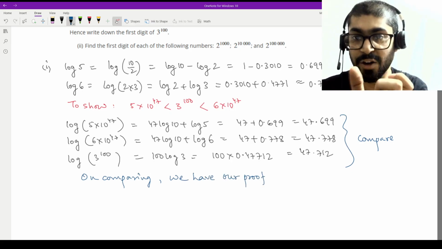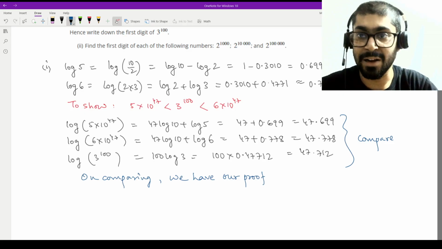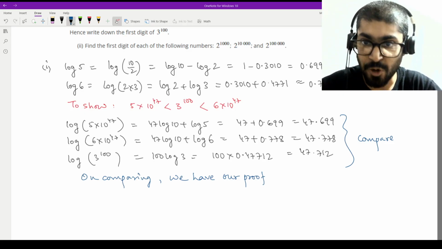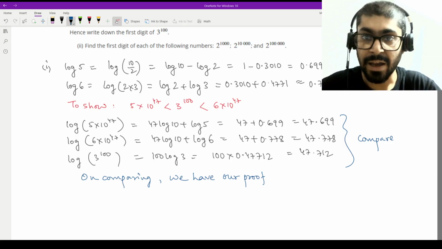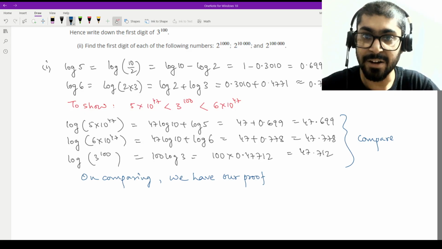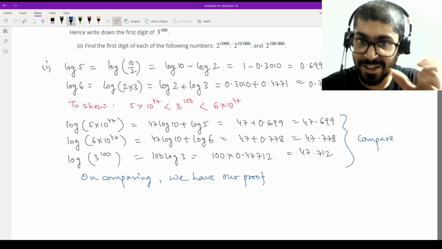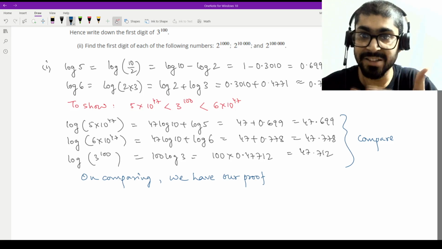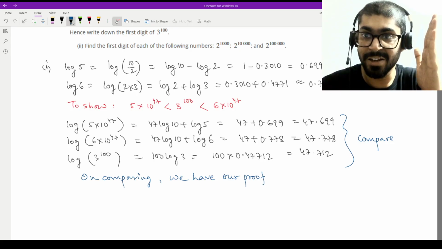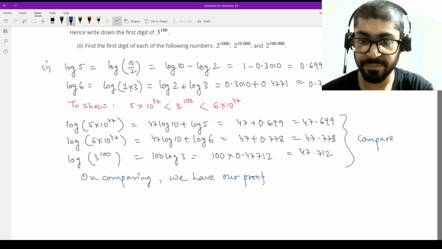We saw that 3 to the power 100 lies between 5 into 10 to the power 47 and 6 into 10 to the power 47 via logarithms. Now what does this mean? This means that 5 into 10 to the power 47 obviously starts with 5, and 6 into 10 to the power 47 obviously starts with 6. Now 3 to the power 100 is greater than 5 into 10 to the power 47, so it is basically 5, then 46 zeros and 1. That is where it starts from. And where does it end? It does not reach 6 and then 47 zeros. It reaches 5 and then 47 nines, because it's less than and not less than or equal to. So the first digit will always be 5. That is the logic. I hope you've understood.